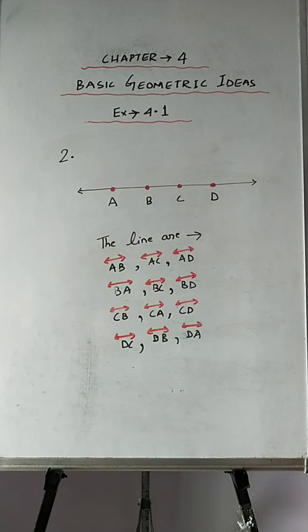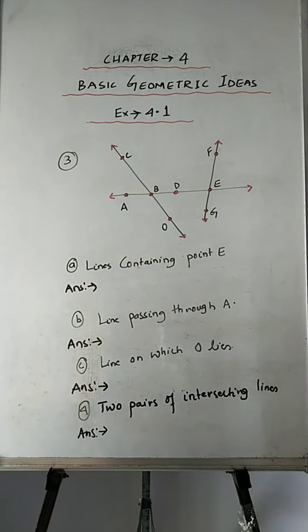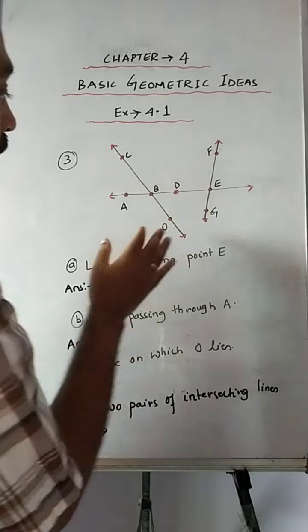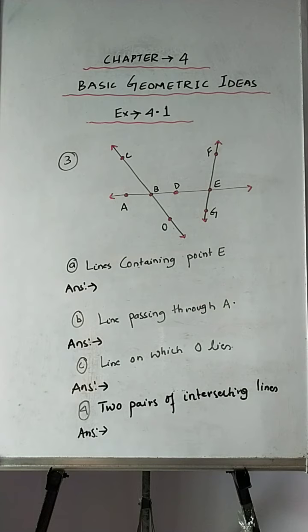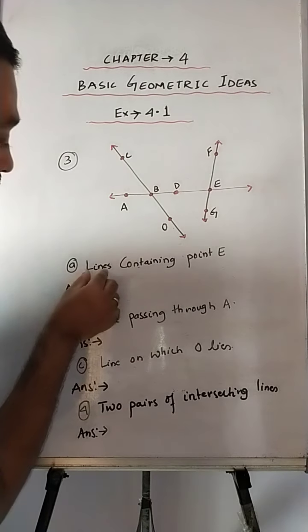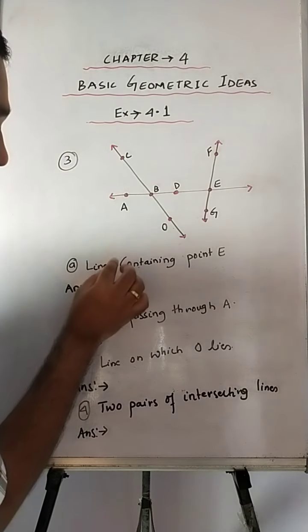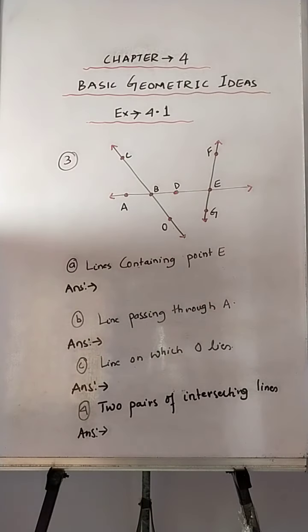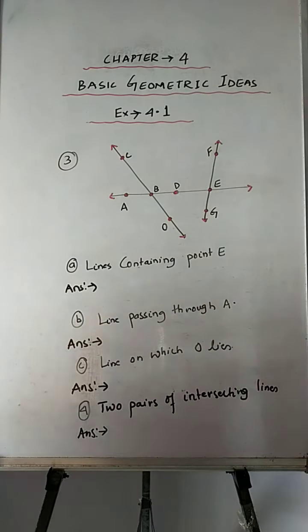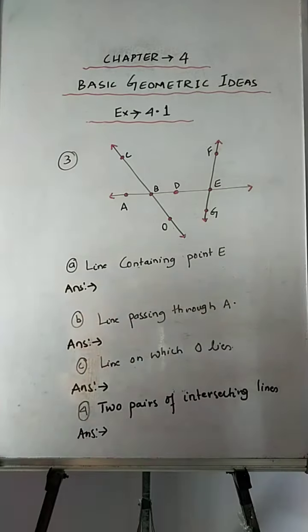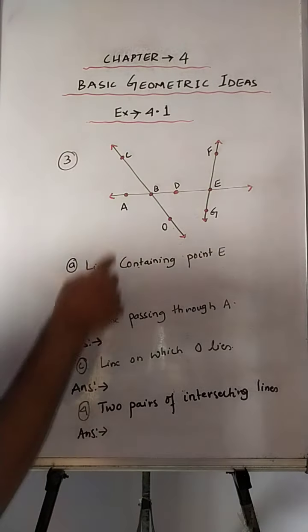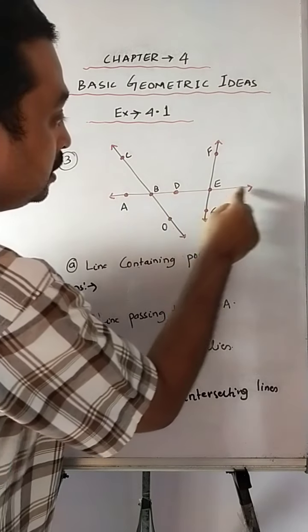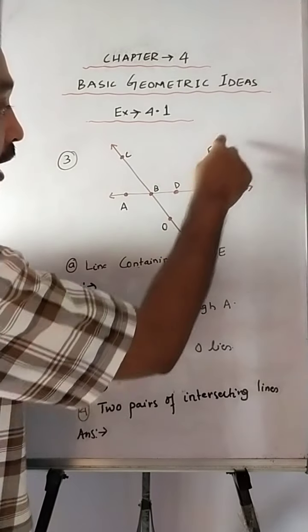Now let's move on to question number 3. In question number 3 we have this figure. Regarding this figure you have to answer all those questions. Very easy questions, students. The first question they have asked is lines containing point E. You have to see which are the lines, not lines, line only. So which are the lines containing point E? These are the 3 lines, students: 1, 2 and 3.